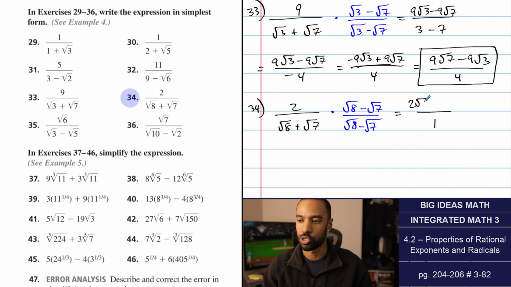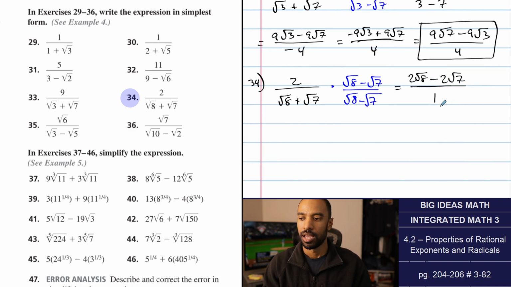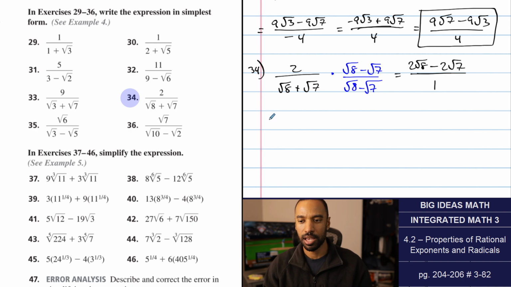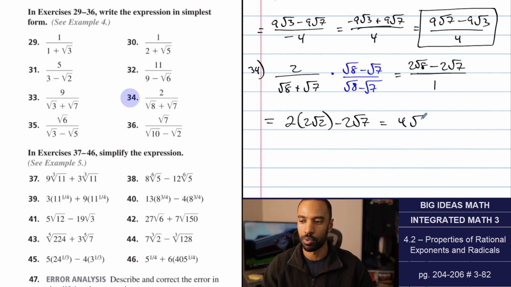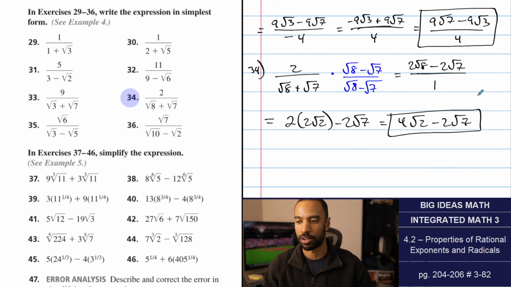On top, we have 2 root 8 minus 2 root 7 when distributed. Now, the 1 doesn't matter to us anymore. That means no more fraction. So we'd almost be done with 2 root 8 minus 2 root 7. But the square root of 8, like I said, can simplify. That turns into 2 root 2. And 2 times 2 here is 4. So you get 4 root 2 minus 2 root 7. This would be your final.